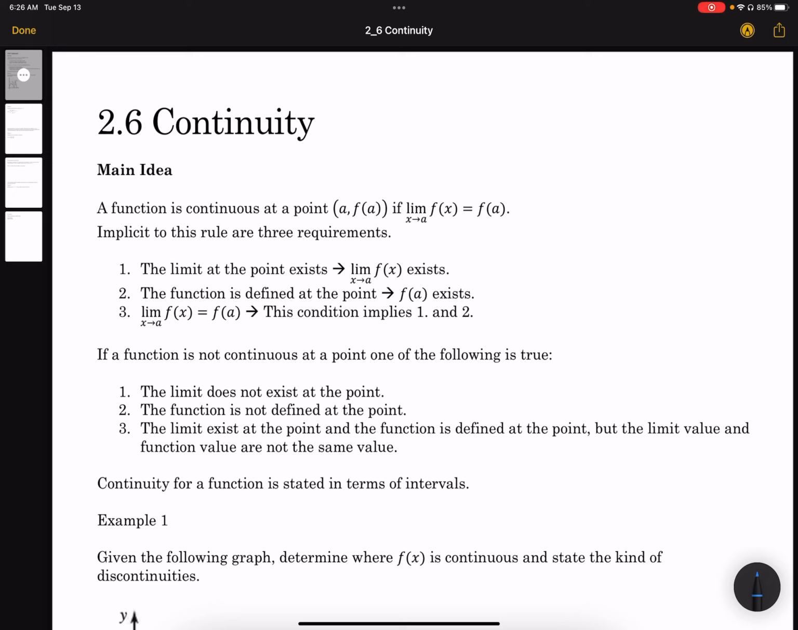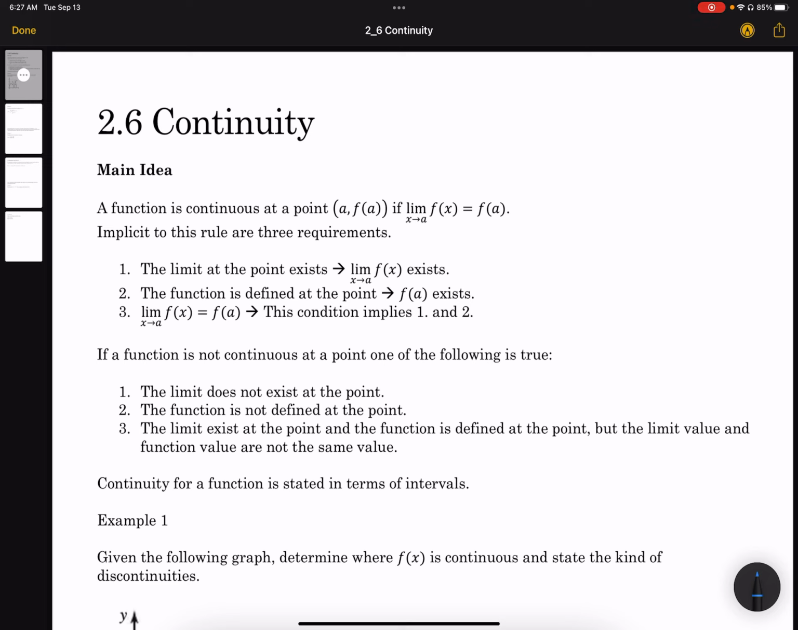So our main idea for continuity is that a function is continuous at a point if the limit as you approach the point is equal to the actual function value. Implicitly, the limit has to exist, the function is defined, and again, the limit as we approach a particular value is actually equal to the function value.